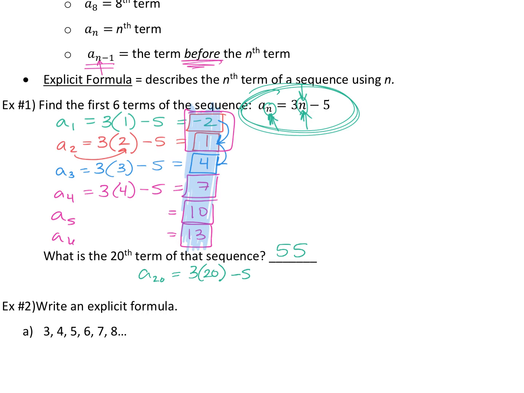Why'd I put the 20 where? Because now you put in the 20. The minus 5 comes after. 3 times your n value minus 5, right? We're just plugging it into this formula. So 3 times 20 minus 5. The parentheses were just to show multiplication. You're not doing anything in those parentheses. It's just a number there. Is that making sense? Okay.